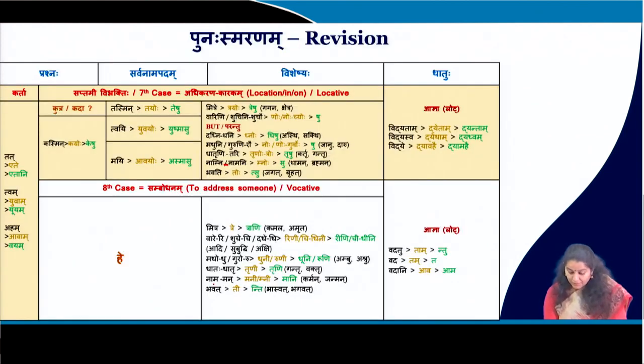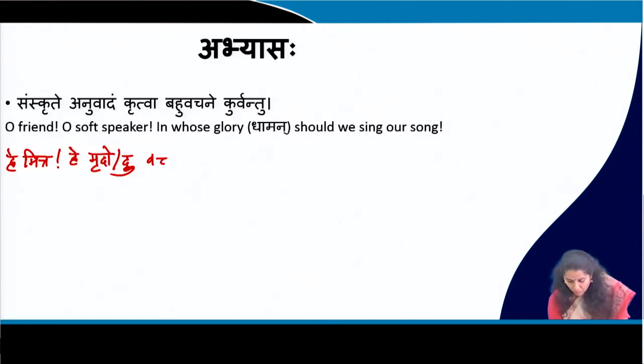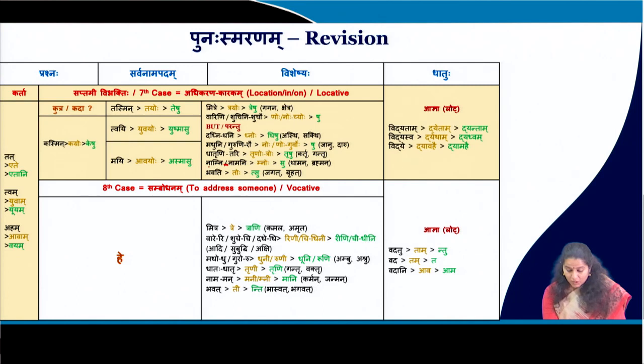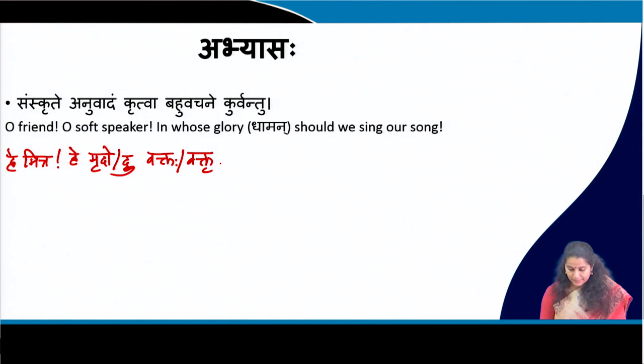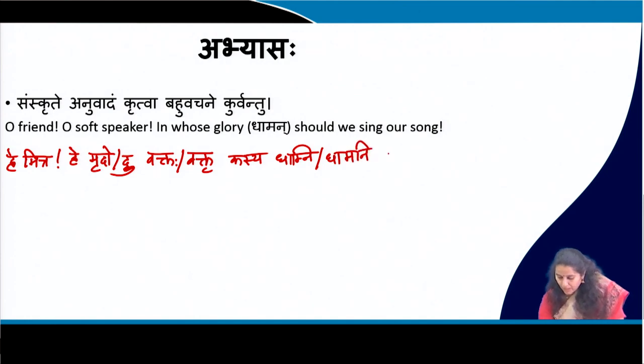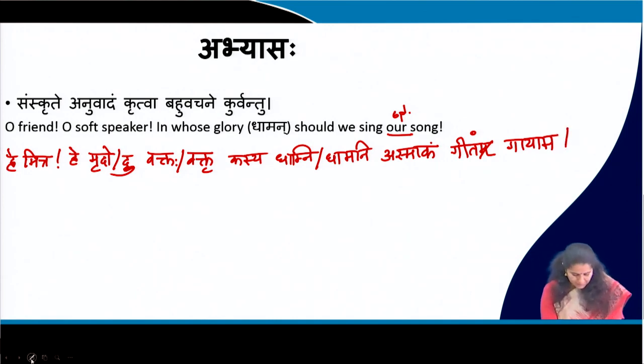And then vaktr kim bhavati? Vaktaha or vaktr. So vaktah or vaktr. In whose glory. So that's the saptami there. Kim bhavati? In whose glory? So kasya and then glory, in the glory, dhaman atrasti, dhamni or dhamani. So kasya dhamni or dhamani. Asmakam, our, that's a shashti there, plural, asmakam geetam, oh, that will have to be changed to a dot, geetam gayama. Okay, kasya, in that whom should we sing?